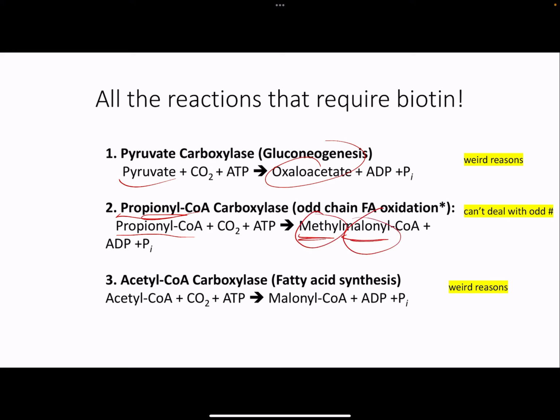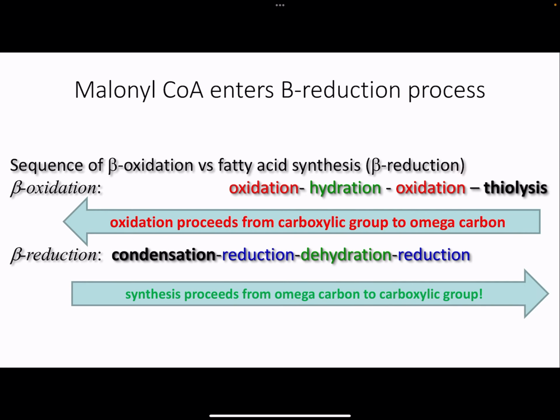And now here's the last one, acetyl-CoA. And of course, all biotin, B7. Acetyl-CoA is made to malonyl-CoA, which we're going to ship into fatty acid synthesis. So now we're going to do beta reduction. And this is really just the opposite of beta oxidation, right?